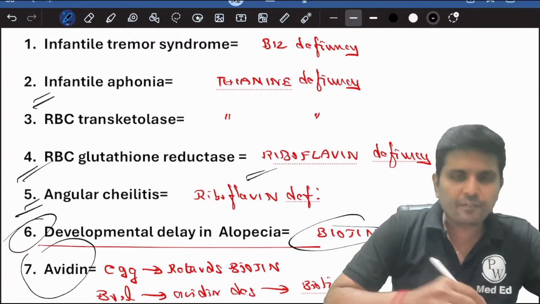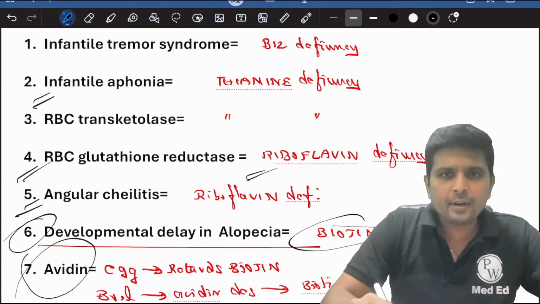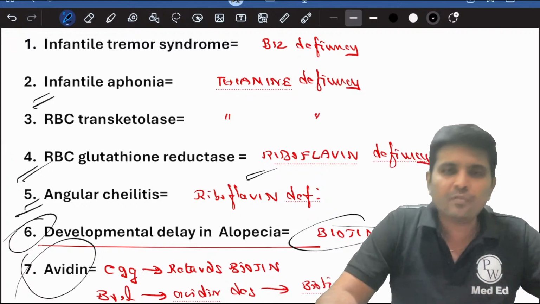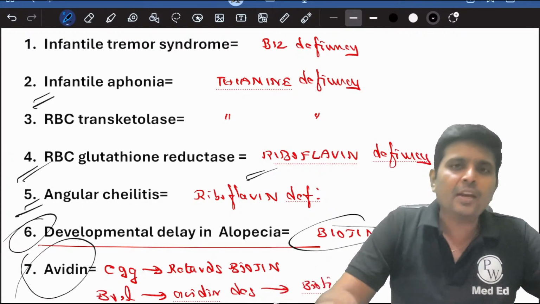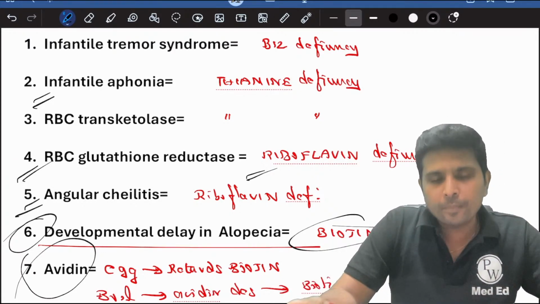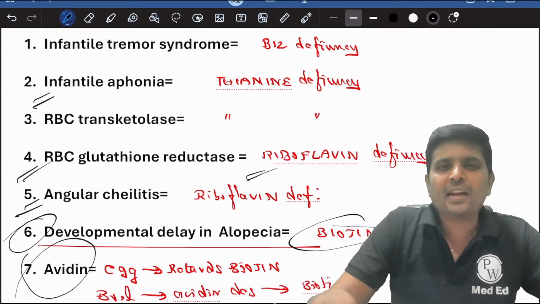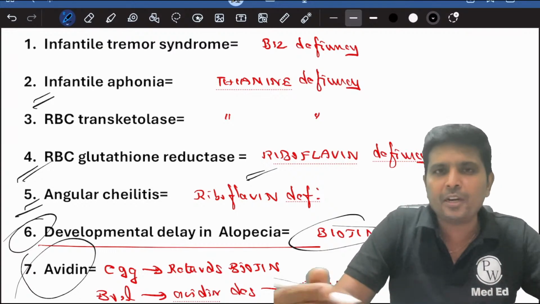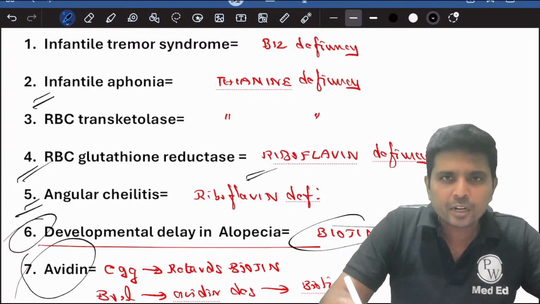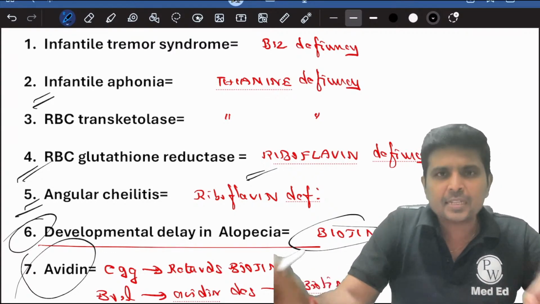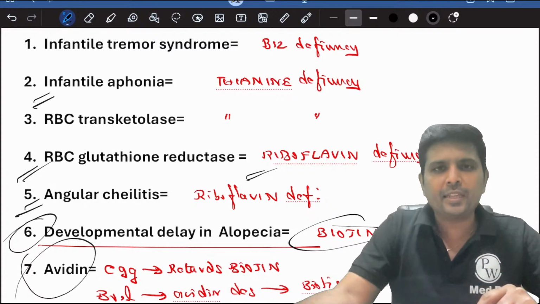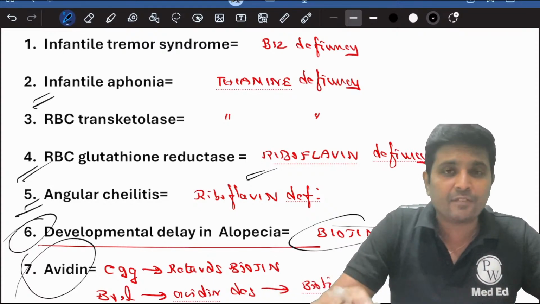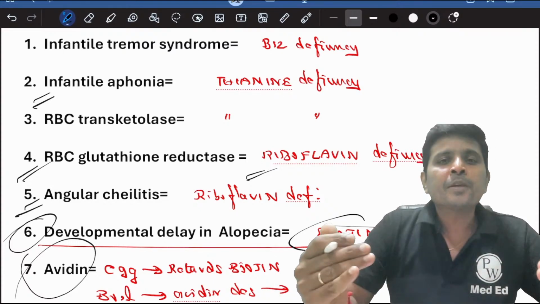What is the role of avidin? You all know that avidin binds biotin and it is present in raw egg. So when someone is eating raw egg, it will bind biotin, and biotin availability becomes less. By boiling the egg, avidin will be lost, so that biotin will be available in your food. So remember: biotin, neuroregression, dermatitis, alopecia, avidin, boiled egg. These are the 5 very important things with respect to biotin.